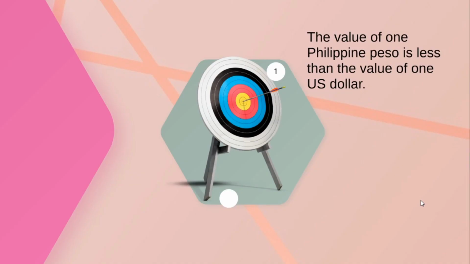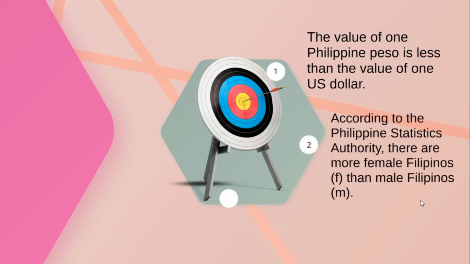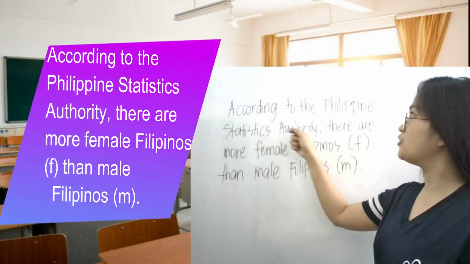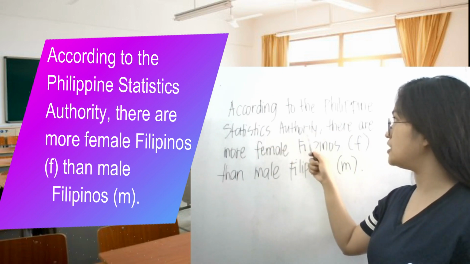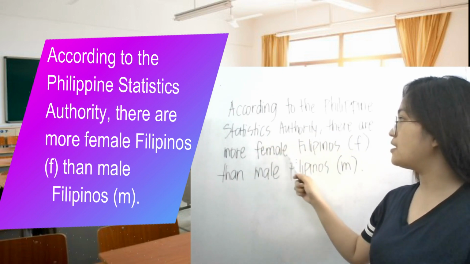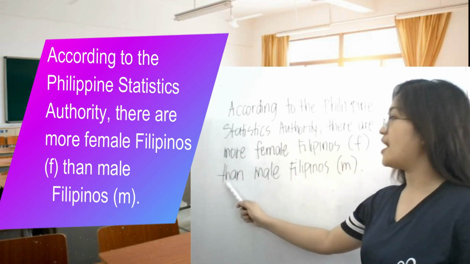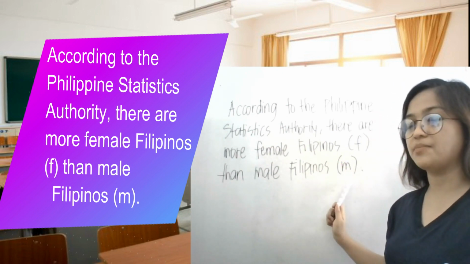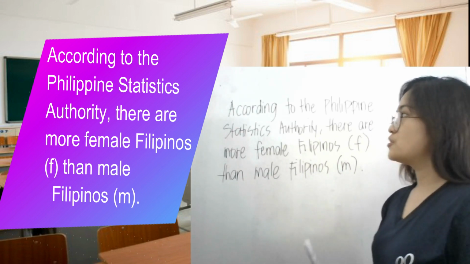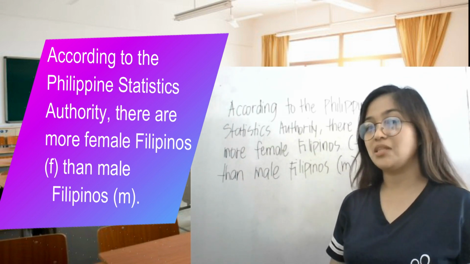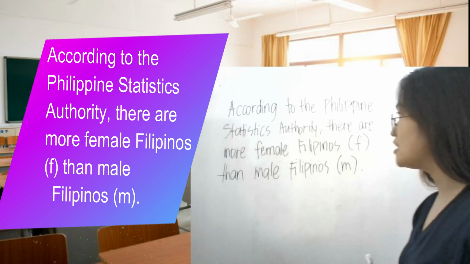Next example. According to the Philippine Statistics Authority, there are more female Filipinos, represented by the variable F, than male Filipinos, represented by the variable M. So, translate ulit natin siya into mathematical equation. Ano ba yung nabanggit dito?